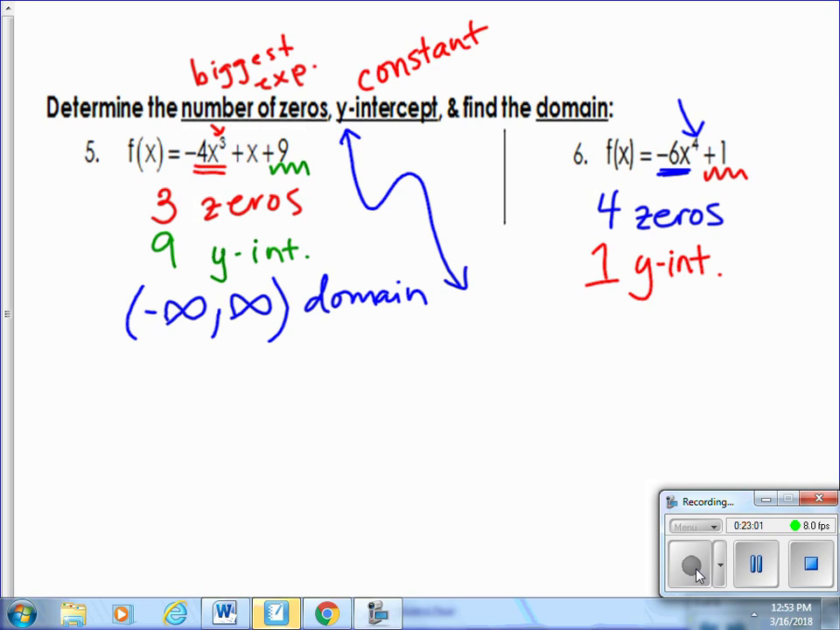And then the degree is quartic. So a graph that is quartic and has a negative leading coefficient looks kind of like the McDonald's arches. So the domain never stops going to the left and never stops going to the right. So one more time, domain: negative infinity to positive infinity.